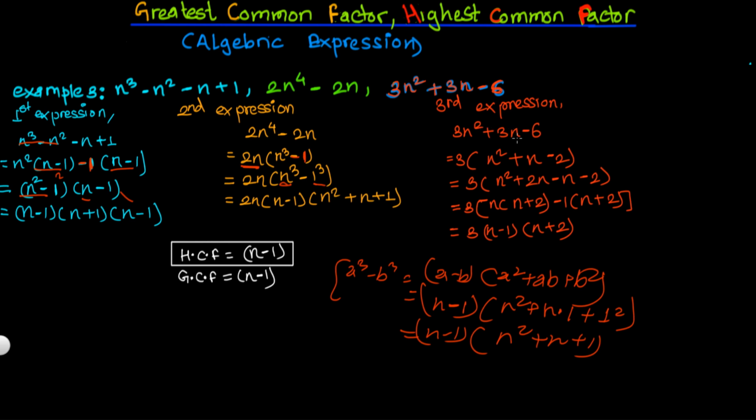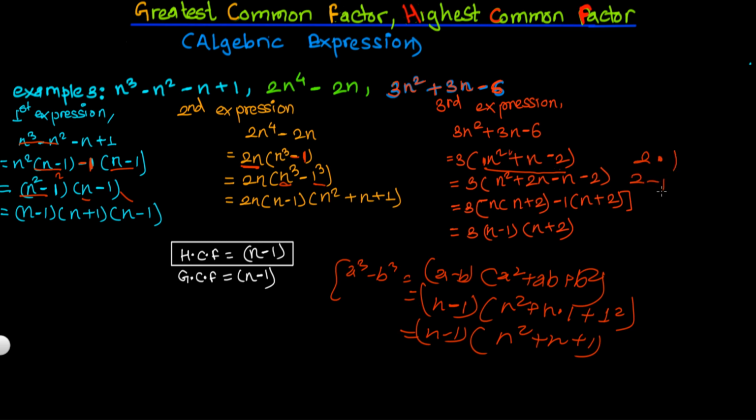Similarly, let us see the third expression, which is 3n squared plus 3n minus 6. I can take 3 common. If I have a factor common in all 3, I can take it, which will make my problem even easier. If I take 3 common from here, I would have n squared plus n minus 2. Similarly, I can now factorize it. If I multiply, I'm going to have 2 times 1. I need 1 over here.